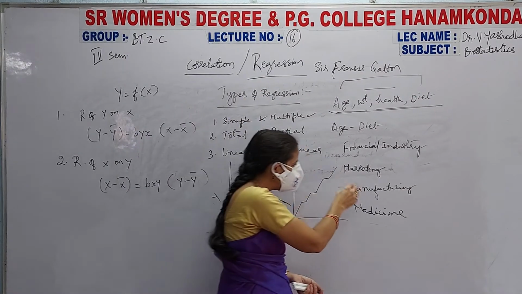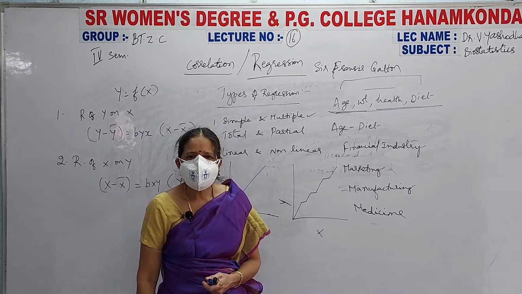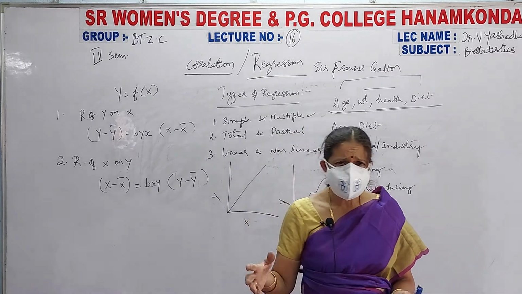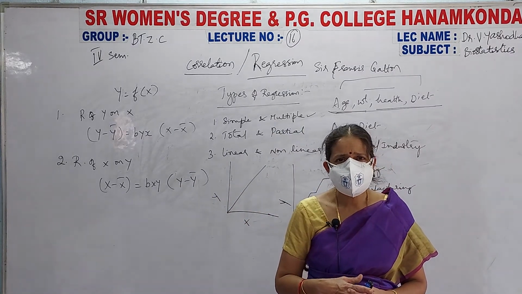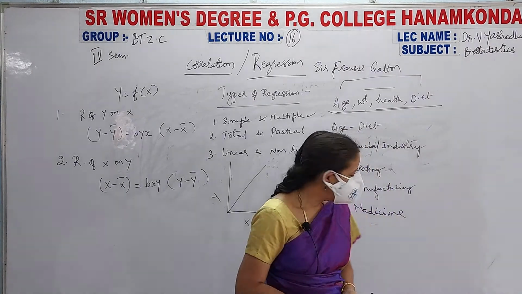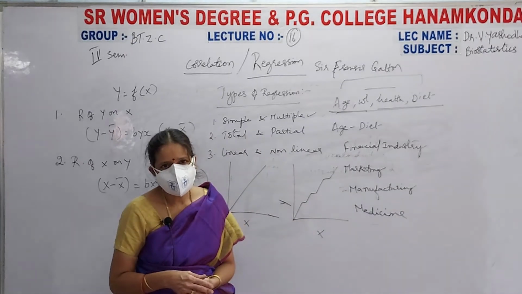Now coming to the medicine. In the medical industry, two or more or many drugs are combined with each other, many medicines are combined with each other to treat a disease. Not only that, to treat a disease, to produce a generic drug, generic medicine.